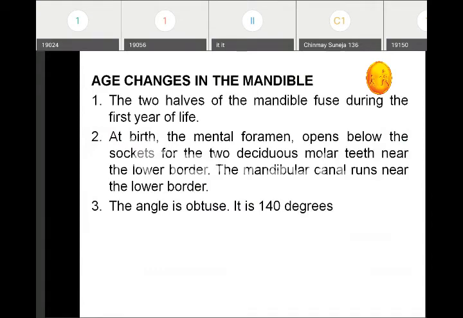Again, just go through this portion: the two halves of the mandible fuse during the first year of life. At birth, the mental foramen opens below the socket for the two deciduous molar teeth near the lower border. The mandibular canal runs near the lower border. Okay? The angle is obtuse, that is about 140 degrees.